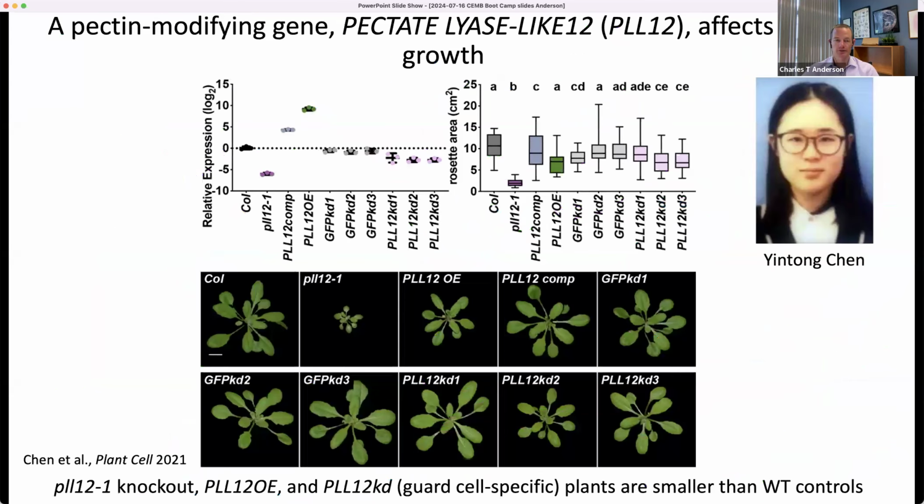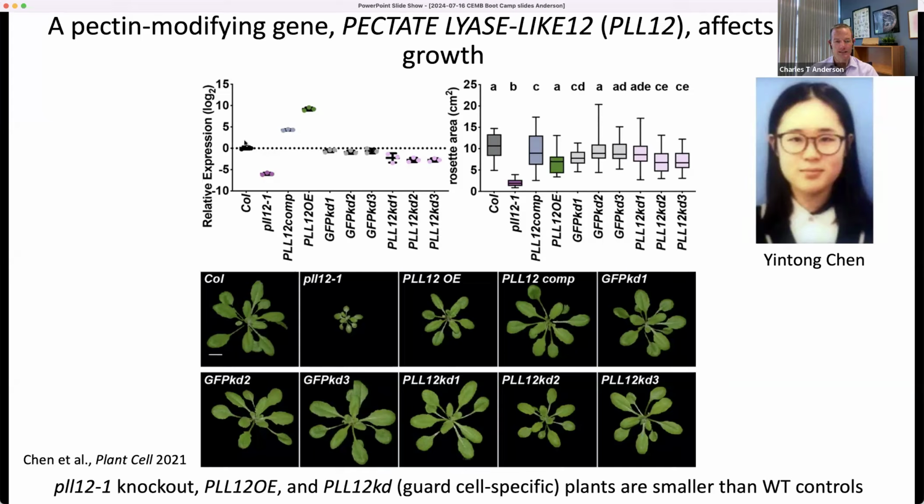One of the genes that we've studied in Arabidopsis thaliana, which is our classic model plant, like the mouse or the fruit fly of the plant kingdom, is called pectate lyase-like 12, or PLL12. And this affects plant growth. This work was spearheaded by Yintong Chen, who's a former PhD student in my lab and is now a postdoc at Penn.